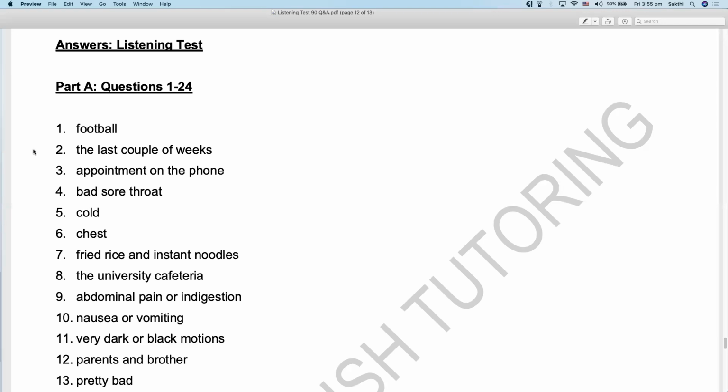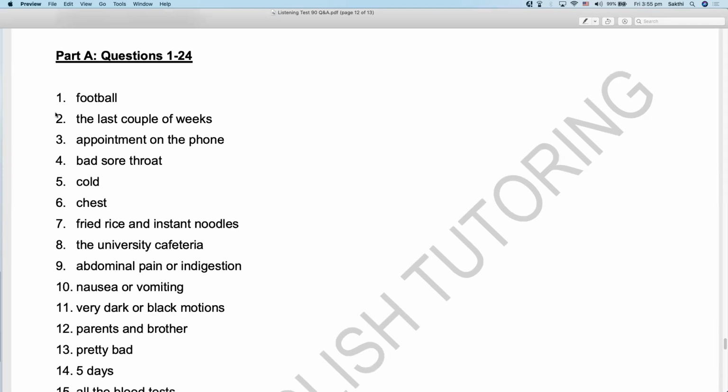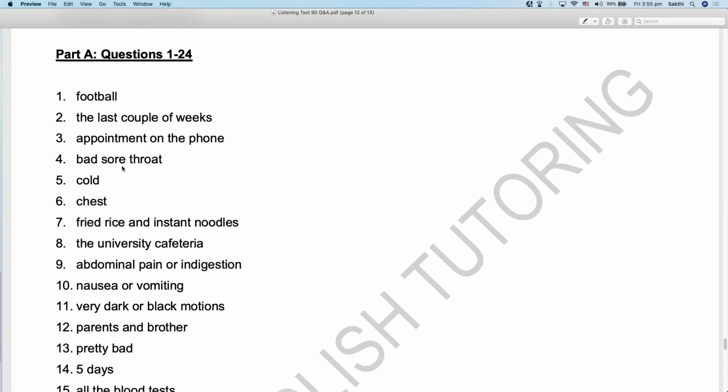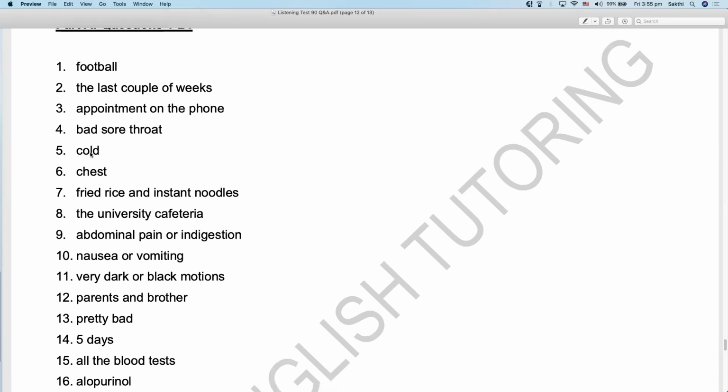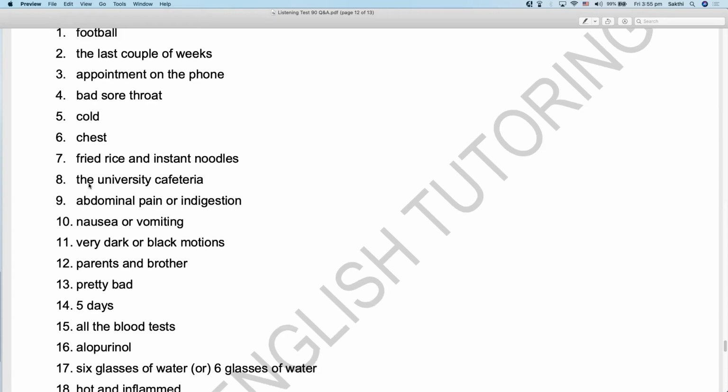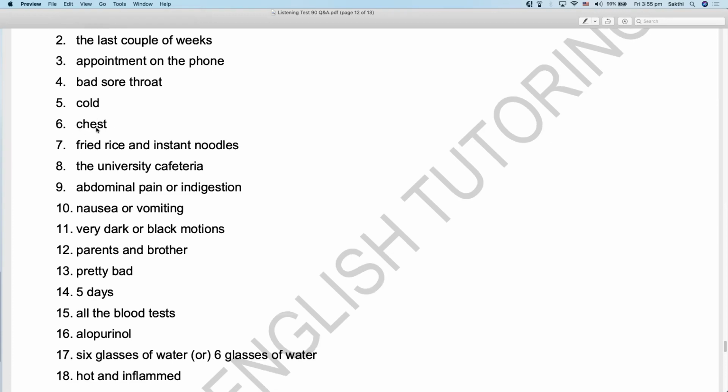Here are the answers for this listening question paper. So the answer for the first question is football. The answer for the second question is the last couple of weeks. The answer for the third one is appointment on the phone. The answer for the fourth one is bad sore throat. Question number 5 has got the answer cold. Question number 6, the answer is chest.